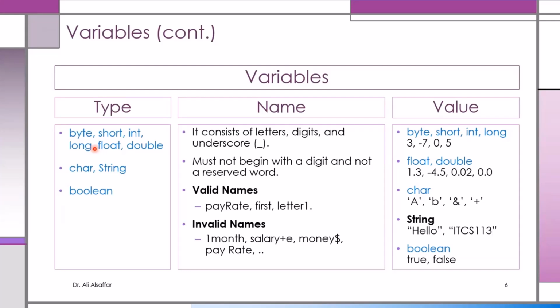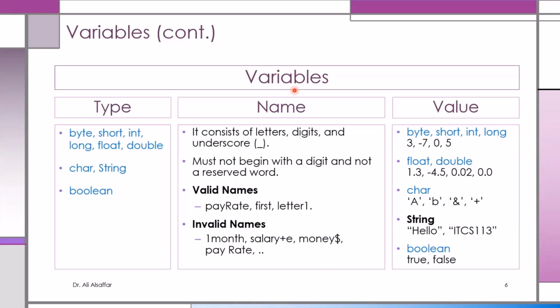Don't forget that Java is case sensitive. It doesn't only care about spelling, it also cares about case: small letter, capital letter. All of these data types are in small letters. I will show you the difference between each of them in the next slide. Now let's go for the name. For the name, there is a rule that we have to follow for naming our variables.